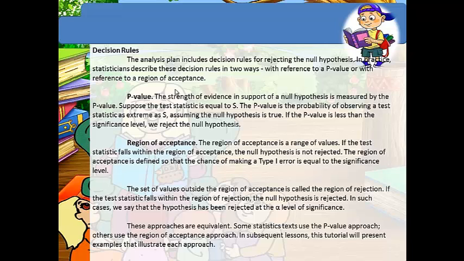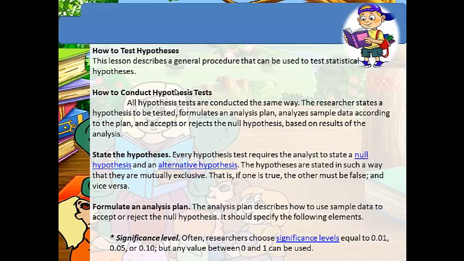These approaches are equivalent. Some statistics texts use the p-value approach. Others use the region of acceptance approach. In a subsequent lesson, this tutorial will present examples that illustrate each approach. Okay, let's proceed to testing the hypothesis.